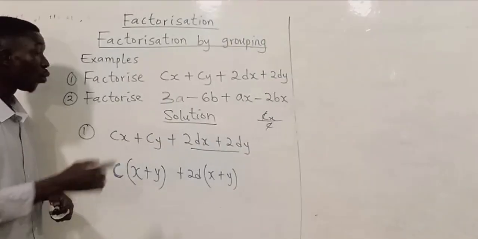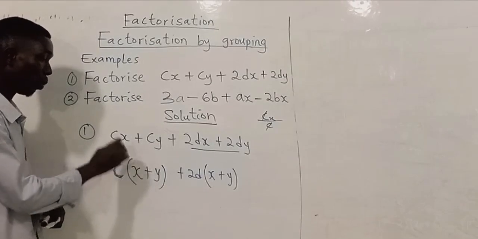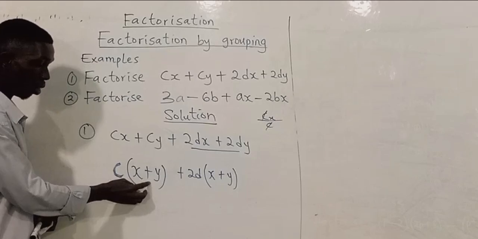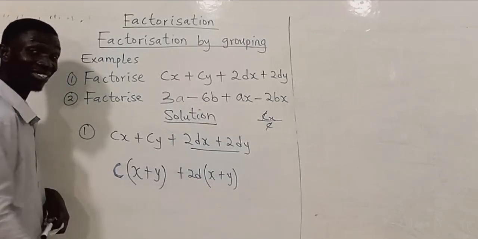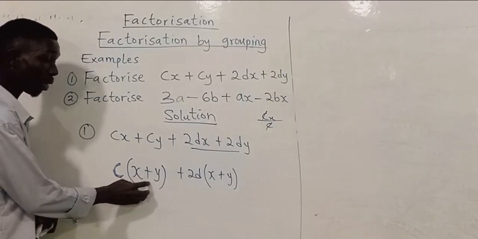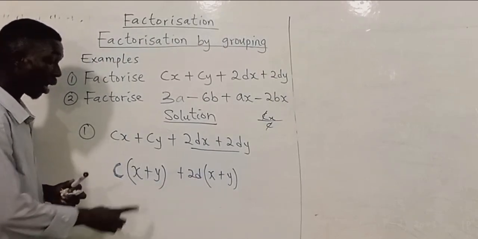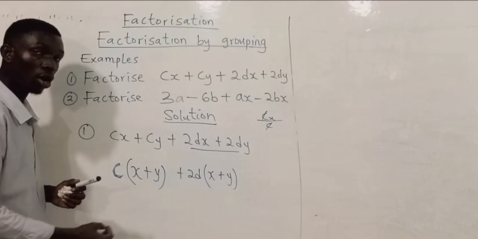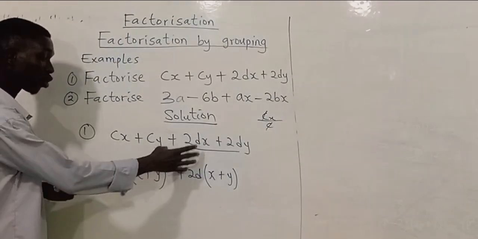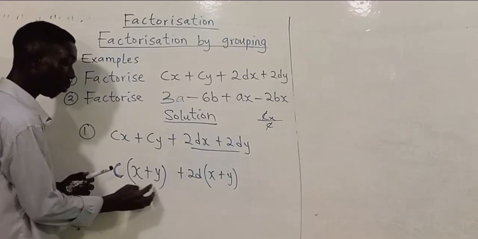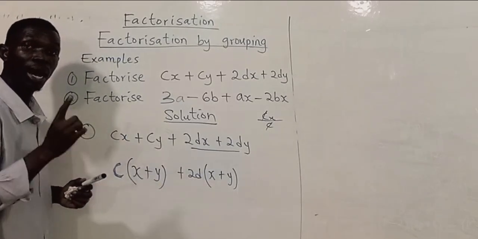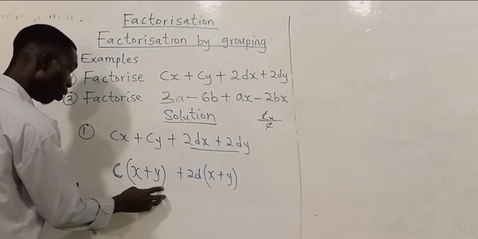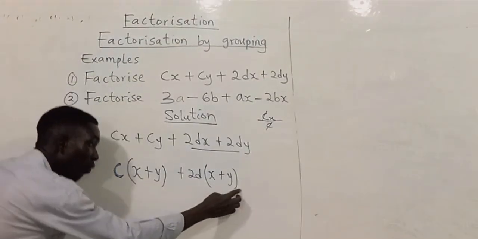Very interestingly, when factorizing by grouping, you always have the bracket here and the bracket here the same. Otherwise, your work will be wrong. So ensure while factorizing that the brackets you obtain here and here are the same. Okay? So we proceed. We can go ahead to factorize this.